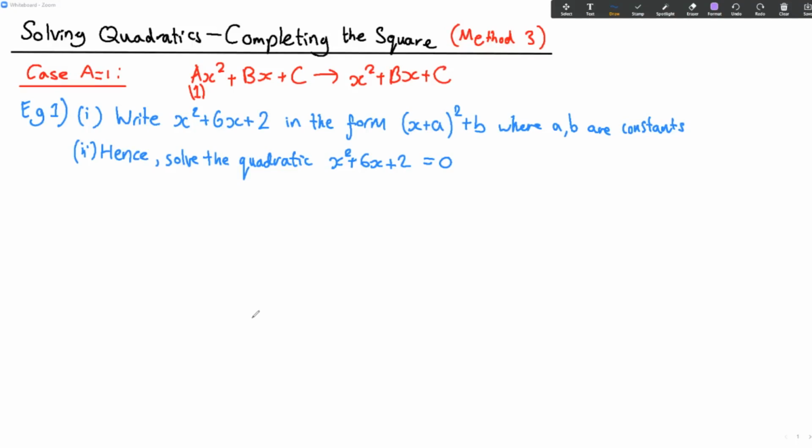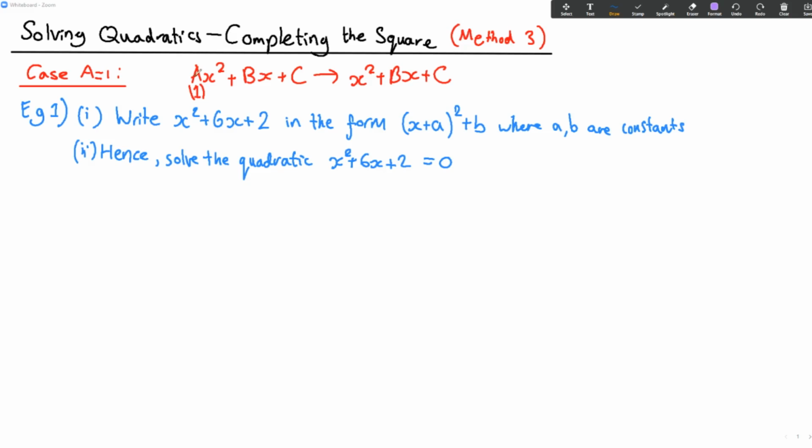Hi there! In this video we're going to be learning about solving quadratics using a method called completing the square. Now, if you cast your mind back, we've learnt two methods so far, factorization and the quadratic formula. Those are two methods we've learnt to solve quadratics. Now I'm going to introduce you to the third and final one that you'll need to know.